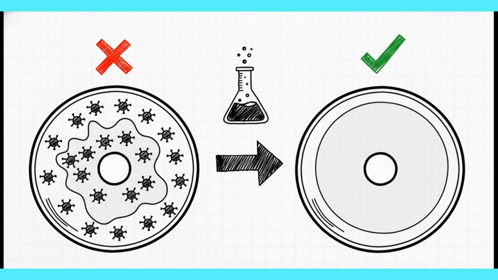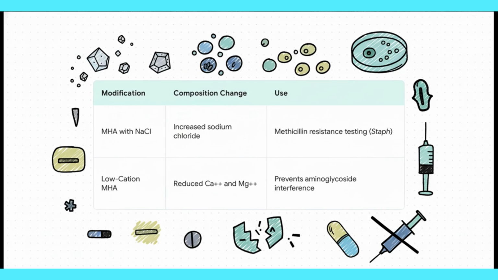But these modifications aren't just about feeding picky bacteria. Sometimes you have to tweak the actual chemical environment of the agar to get an accurate result for a very specific antibiotic test. A great example is testing for methicillin resistance in Staphylococcus. To do that properly, you actually have to add extra salt, sodium chloride, to the agar. But on the flip side, if you're testing certain antibiotics like aminoglycosides, you need to use a special low cation formula that has less calcium and magnesium because those ions can get in the way of the drug's activity. It's all about creating the perfect test conditions.